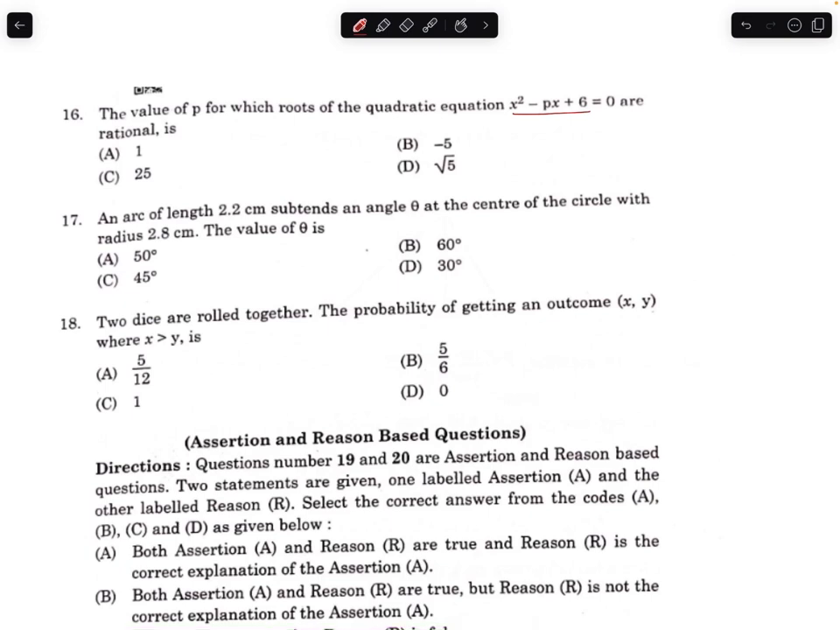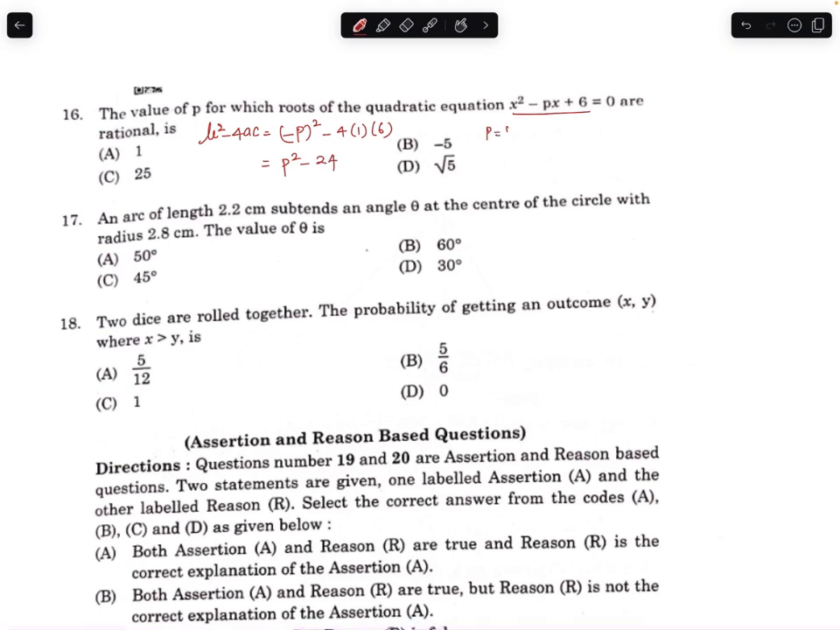For the roots to be rational, the discriminant has to be a perfect square. So let's figure out what the discriminant is. b square minus 4ac is minus p the whole square minus 4 into 1 into 6, which is equal to p square minus 24. Let's consider the first option.